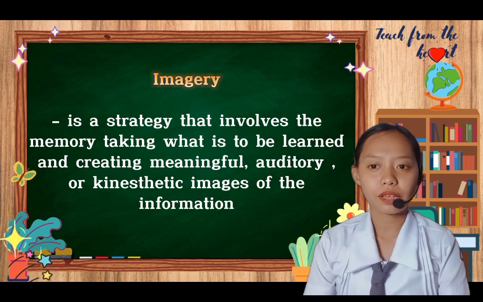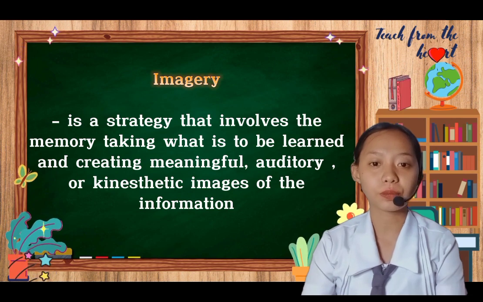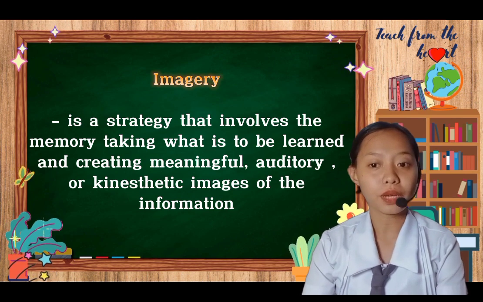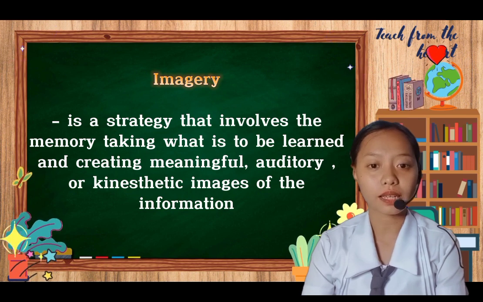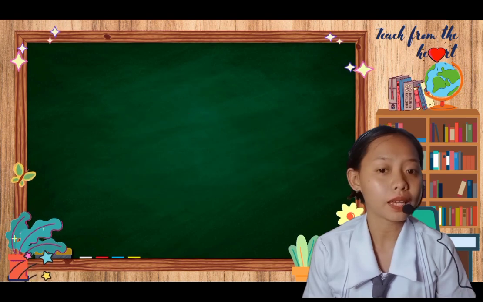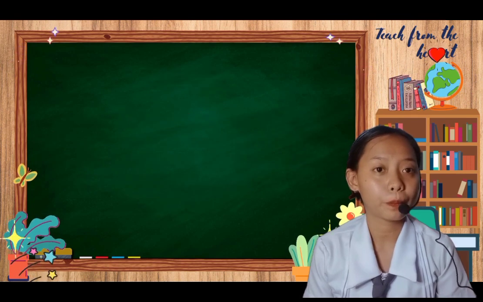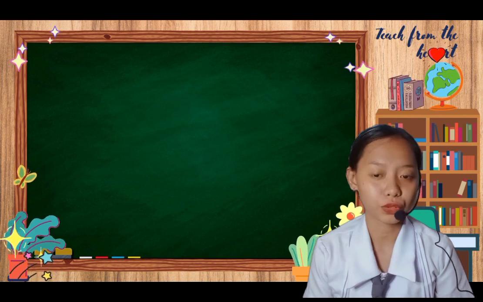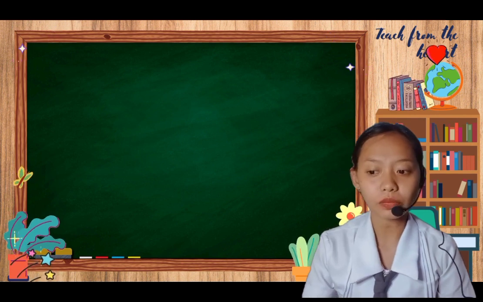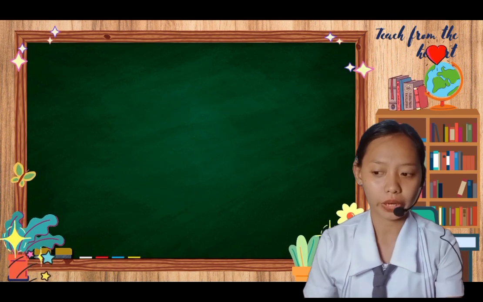Imagery is a strategy that involves the memory taking what is to be learned and creating meaningful auditory or kinesthetic images of information. By the way, kinesthetic imagery is the movement of a person or object. Example, running fingers on soft fabric.